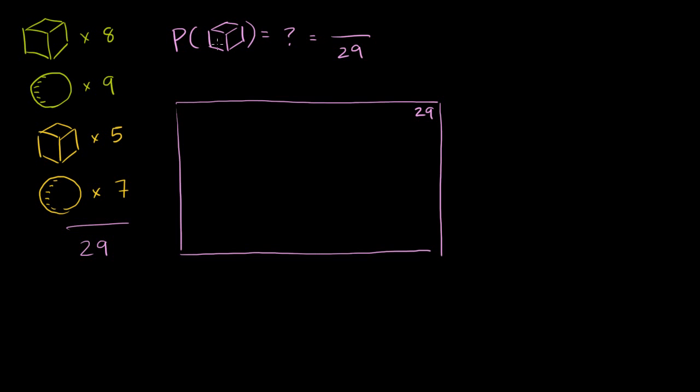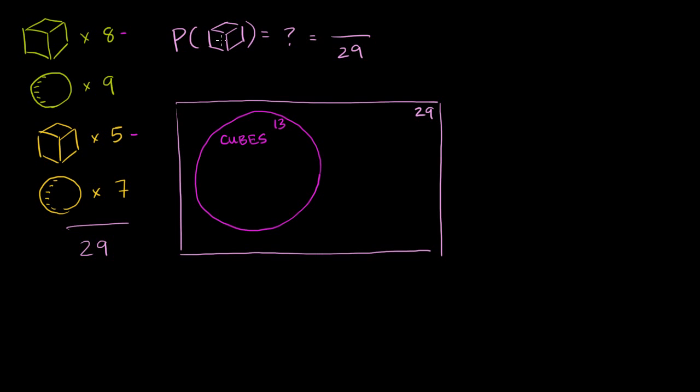And how many of them meet our constraint of being a cube? Well, I have 8 green cubes, and I have 5 yellow cubes. So there are a total of 13 cubes. And so let me draw that set of cubes. I could draw it like this. There are 13 cubes. This area, and I'm not drawing it exact, I'm approximating, represents the set of all the cubes.